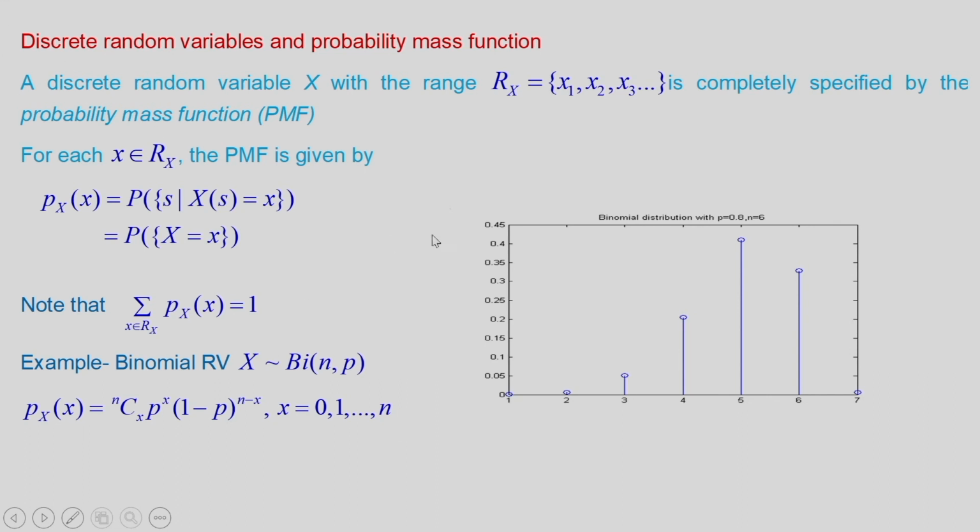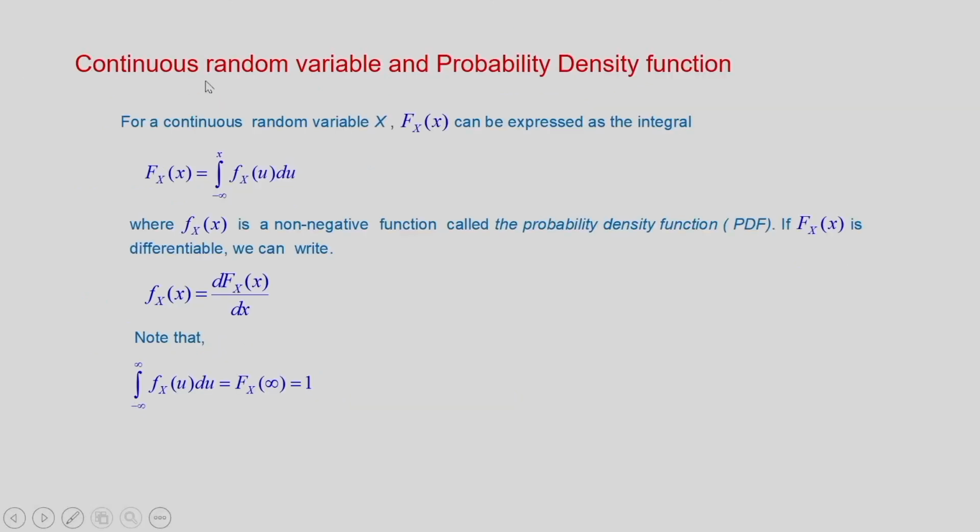So, here we have plotted the PMF curve. It is a binomial random variable with p equal to 0.8 and n equal to 6. So, this is the plot. That way we can describe a discrete random variable in terms of probability mass function. Next, continuous random variable and probability density function, PDF.